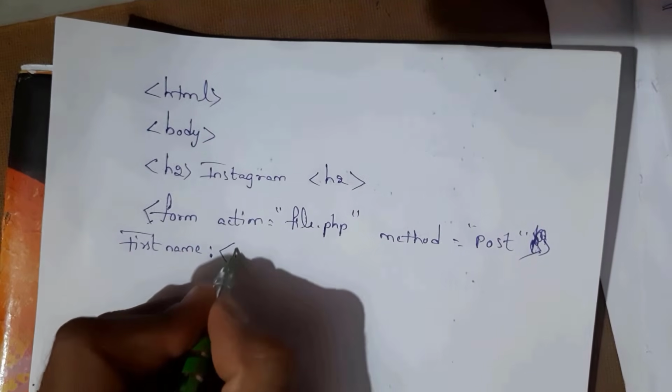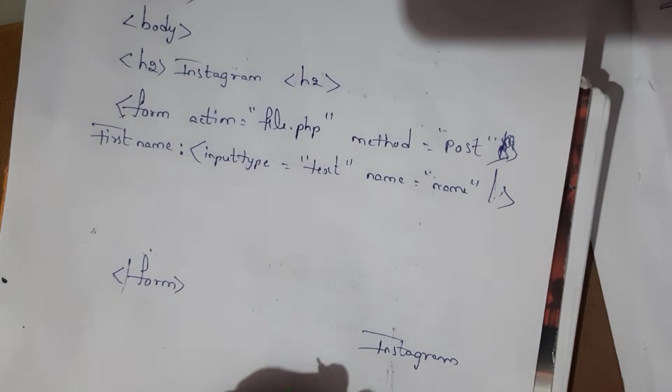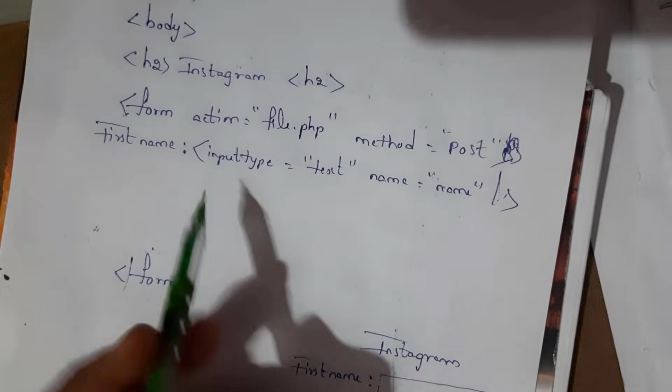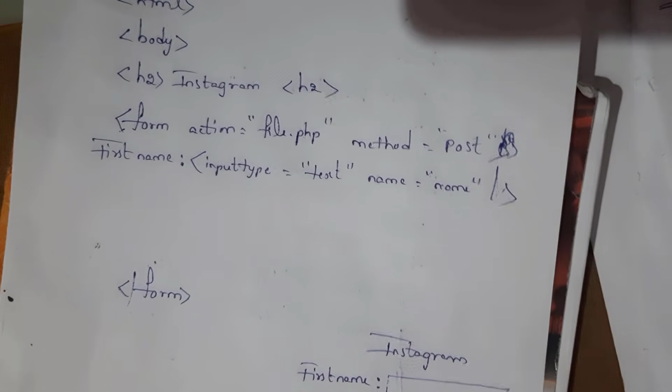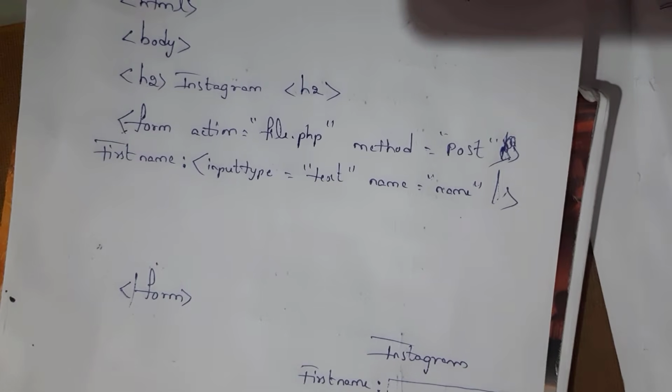In this, input type is text and name is name. Heading is Instagram and it is first name. By writing this tag, we create one text field here because I gave input type as text. So there is a text field that is created here.